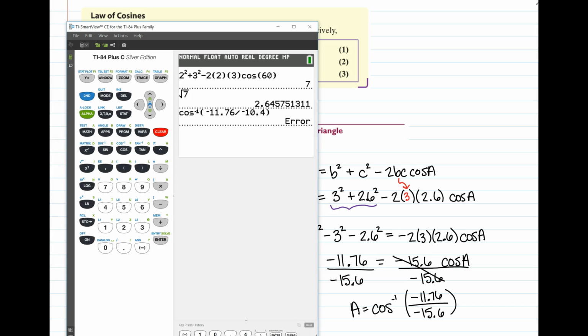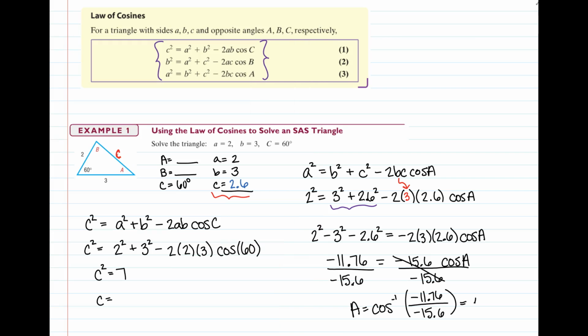Okay, inverse cosine of negative 11.76 divided by negative 15.6. Okay, and we get, let's round that to 41 degrees. Okay, so be very careful.